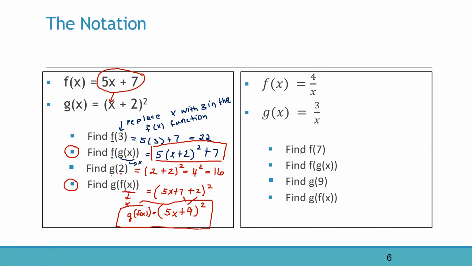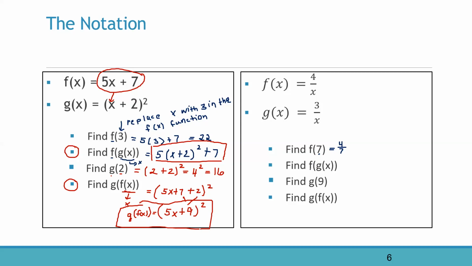So the first one that I have is find f of 7. So that means 7 goes in for x in the f function. So I look at my f function, and I see the x's on the bottom, and I replace that with 7. So my answer, 4/7. So that, very straightforward.